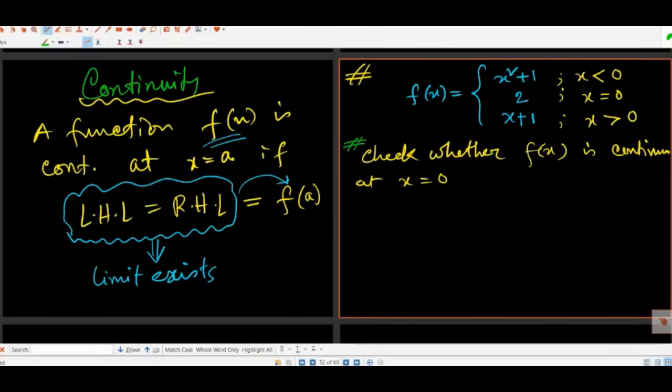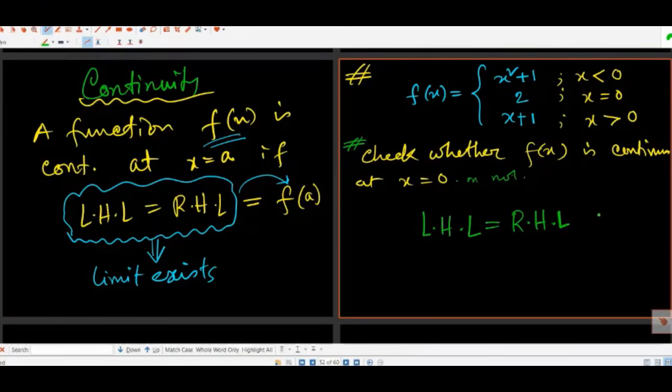Check whether f of x is continuous at x equal to 0 or not. Is it clear? Yes, sir. For continuity, what is our condition? Which condition we should check? We have to check whether left hand limit and right hand limit are same or not.